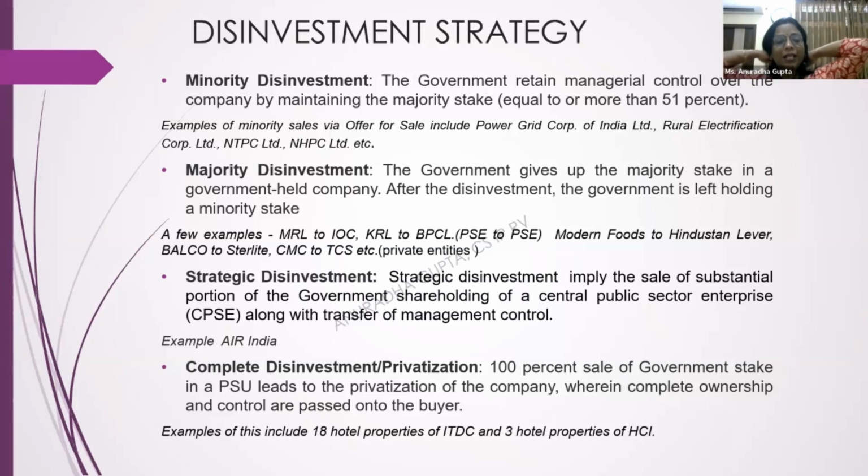So what I mean to say is that the difference between these two, the strategic disinvestment and complete disinvestment, is that in strategic disinvestment, majority stake is being offered, a good quantum of stake is being offered along with the management control. Here, 100% is given to the third party along with the management control. Everything is given, right? So these are the basic strategies that are adopted by the government to do the disinvestment.